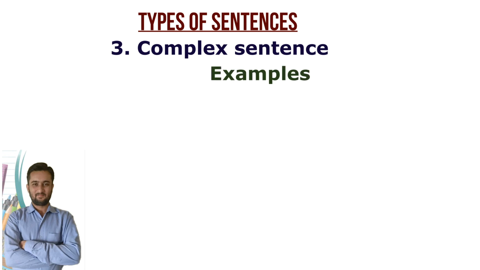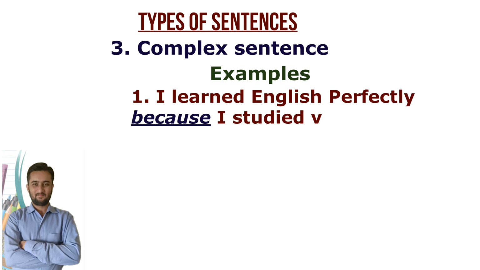First example is, I learned English perfectly because I studied very hard. Now here there are two simple sentences. First one is, I learned English perfectly. Second one is, I studied very hard. You can see in the example, first, I learned English: I subject, learned verb, and in the second part also, I studied: I subject and studied verb. So now how do we know that one part is dependent and one part is independent?